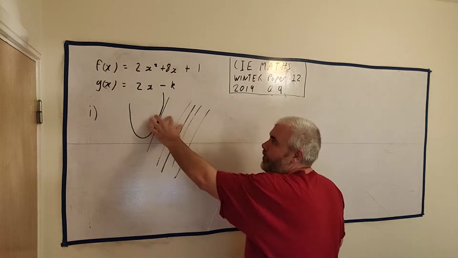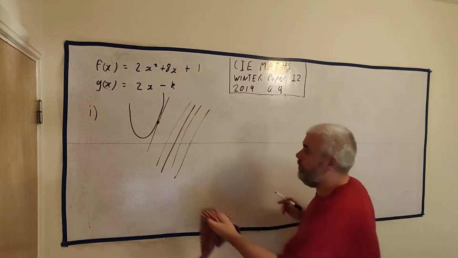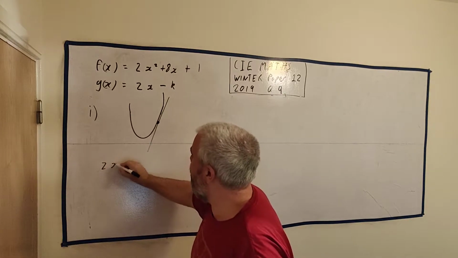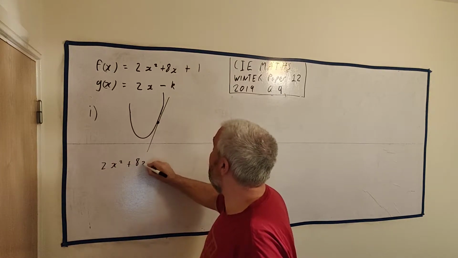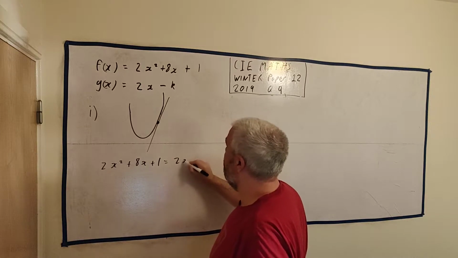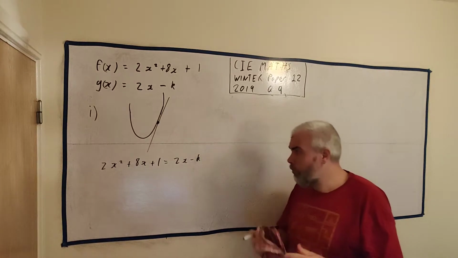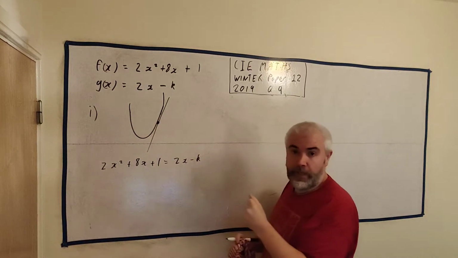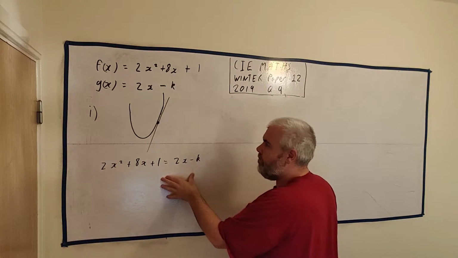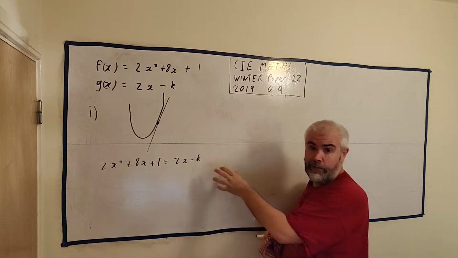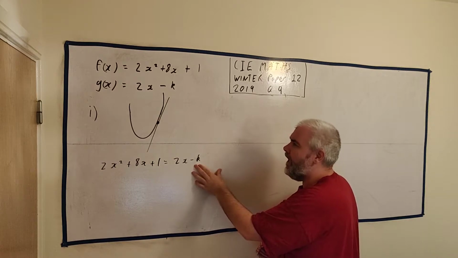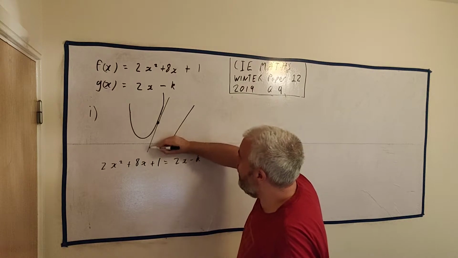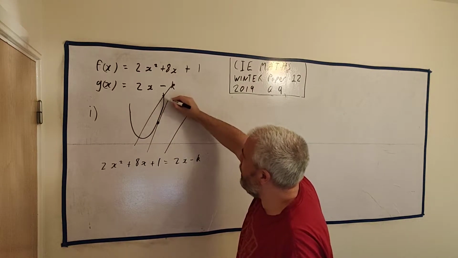When these two curves intersect, let me rub out these other lines that we don't need. When these two curves intersect, that means that 2x squared plus 8x plus 1 equals 2x minus k. Now we've done questions like this many times where we solve two things intersecting, we get multiple answers. In fact, if we tried to solve this, well, one, we wouldn't be able to, we don't know k. But if we knew k, there's three things that can happen. We could get 0 answers, we could get 1 answer, or we could get 2 answers.